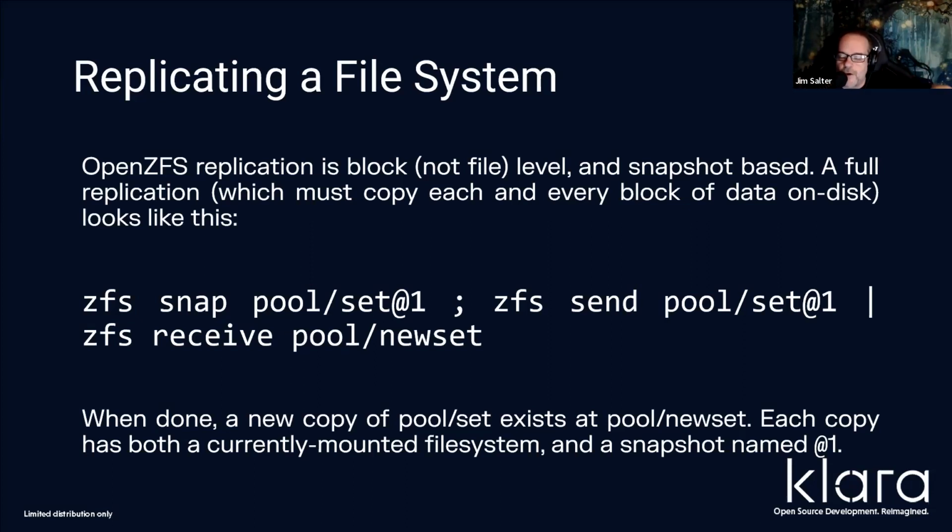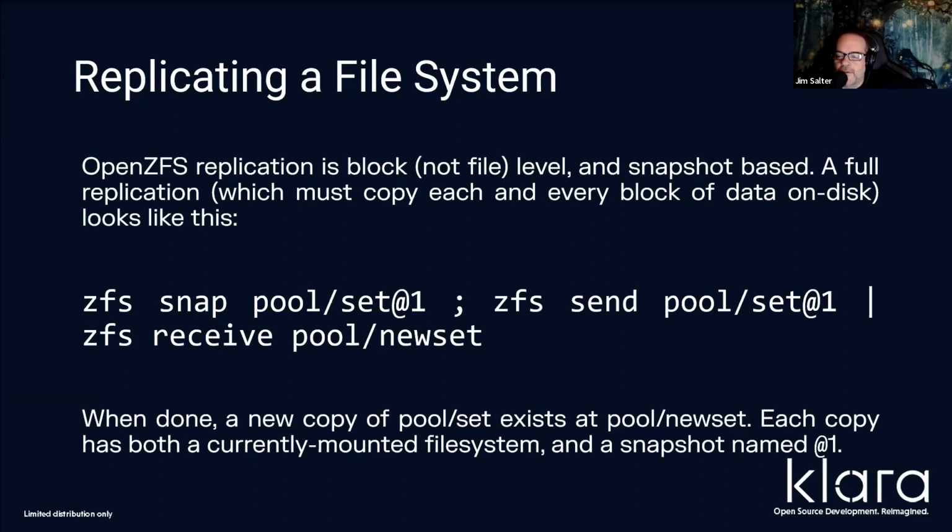So, in order to replicate, assuming we have a pool named pool and a data set named set, we first take a snapshot. zfs snap pool/set@1. @1 is the name of the snapshot that we just took. And now we need to pipe from zfs send to zfs receive. And again, this is the simplest possible.